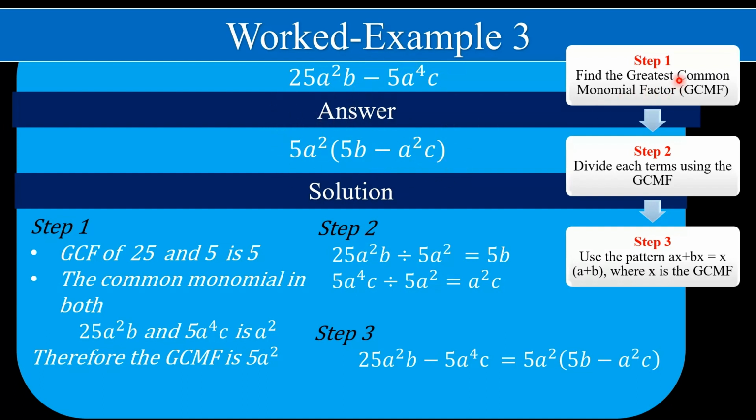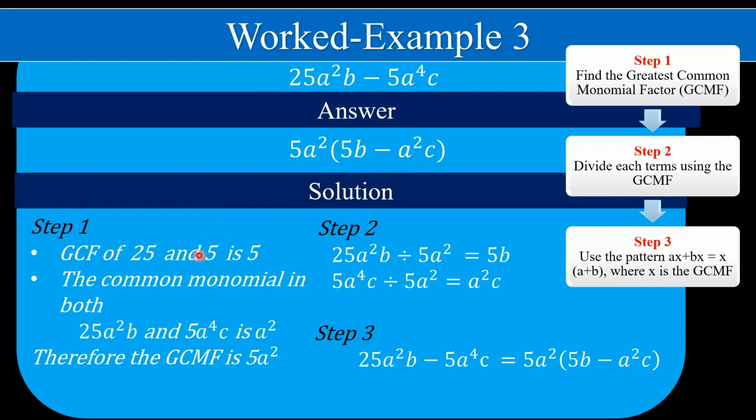Following the steps, find the greatest common monomial factor is the step number 1. And in this step number 1, we have to look for the terms, the 25 and the 5, and ask ourselves, what is the number that can divide both 25 and 5?